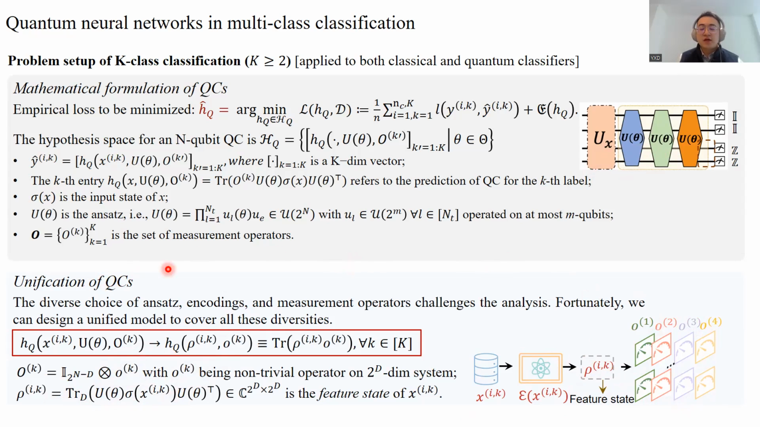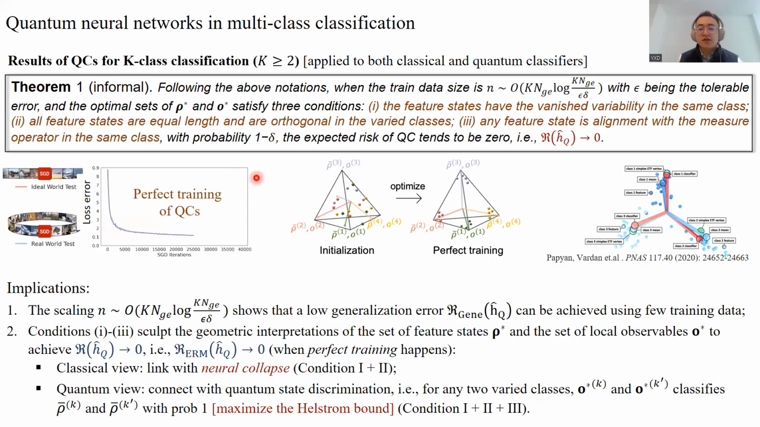And based on these definitions, we get some interesting results. What we want to know is, under this unified quantum classifier, under what conditions we can get zero expected risk. The conditions are listed in Theorem 1. Specifically, when the training data set size scales with O of K times NG, where NG means the number of encoding gates, and when the feature state rho and the measurement operator O satisfy the following 3 conditions, we have, with probability 1 minus delta, the expected risk of the quantum classifier tends to be 0. And the geometrical interpretation of these 3 conditions is visualized here.